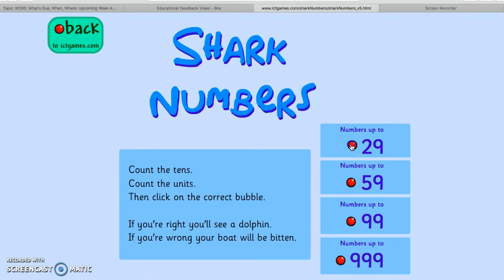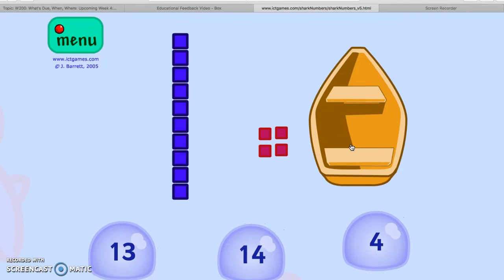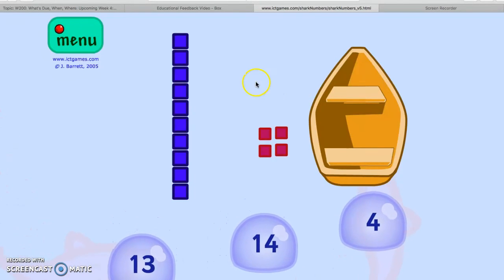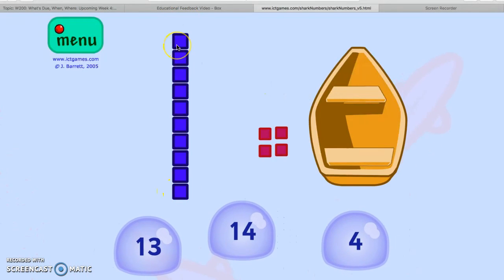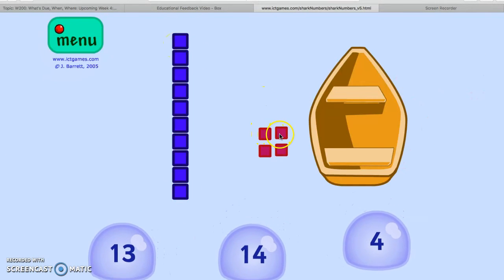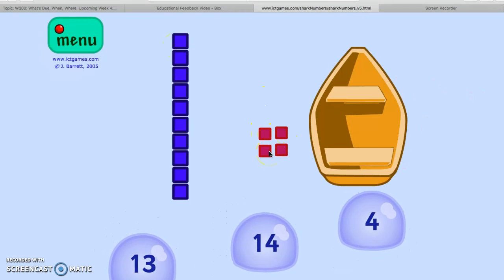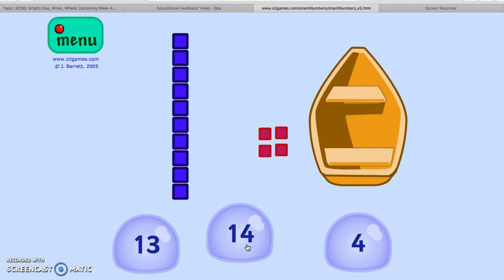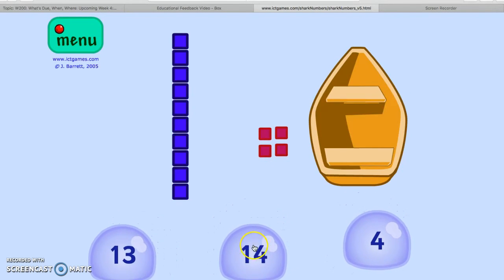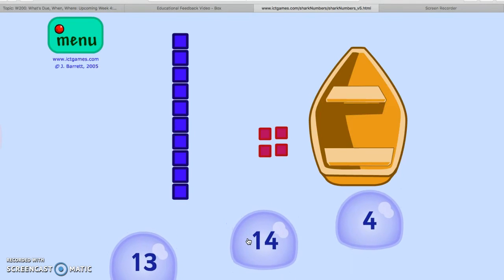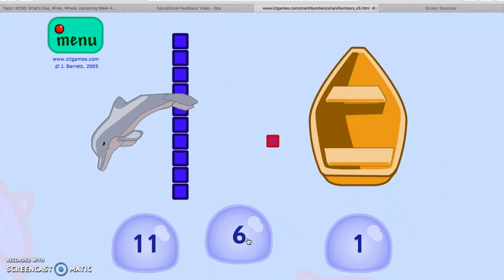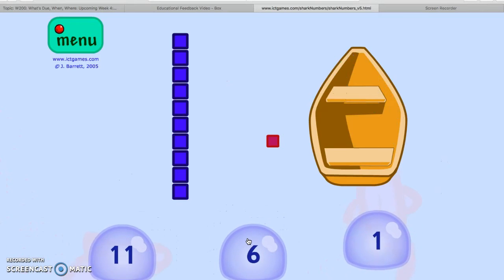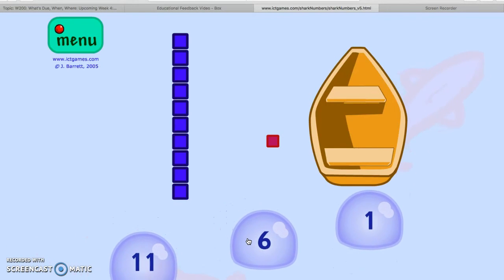So I'm going to click 29 because that's what most of my students will do at first. So I look at it and I see a group of tens. I see one group of tens and I see 1, 2, 3, 4 groups of ones. So I know that that's 14 because I had one group of tens, 1, and 4 groups of ones, the 4. What I love is I get that immediate feedback with the dolphin across the screen. I know I got it right away.